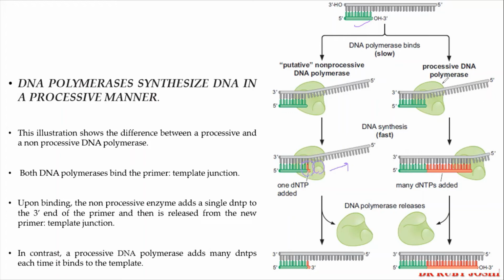Whereas in the case of the processive enzyme, what happens is it is going to add thousands of nucleotides together. And it is fast. So it will finish this and move on. It will bind to another strand and complete the DNA synthesis. Okay, so this is just a representative way to show how a non-processive and a processive DNA polymerase will work.